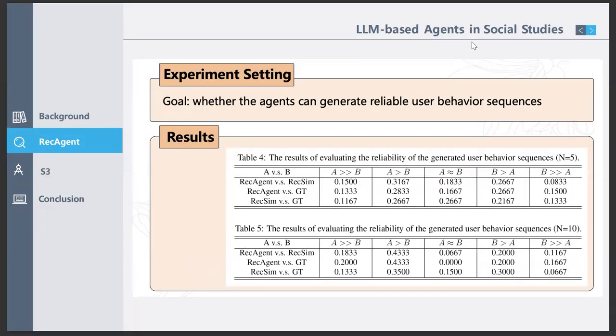In another experiment, we also aim to evaluate the generation capability of the agent. In this experiment, we allow the agent to generate a sequence of behaviors and let another human evaluate whether the generated sequence is reasonable or not. Because in the recommendation system, we may not only compute the overlap between the ground truth and the generated sequence, because there are many ground truths that are not recorded in the recommendation dataset. So, considering this problem, we let a human evaluate which sequence is reasonable or not. From this picture, we can see RecAgent can generate a relatively reasonable sequence as compared with the ground truth, and can surpass the simulator called RecSim, which is produced by Google.